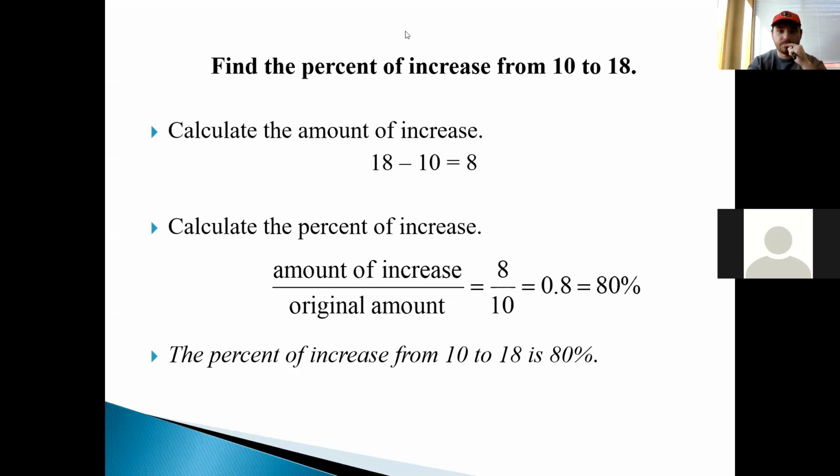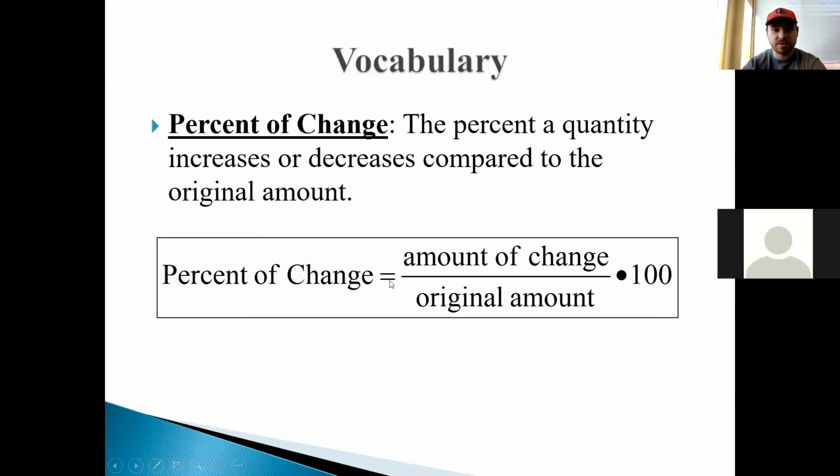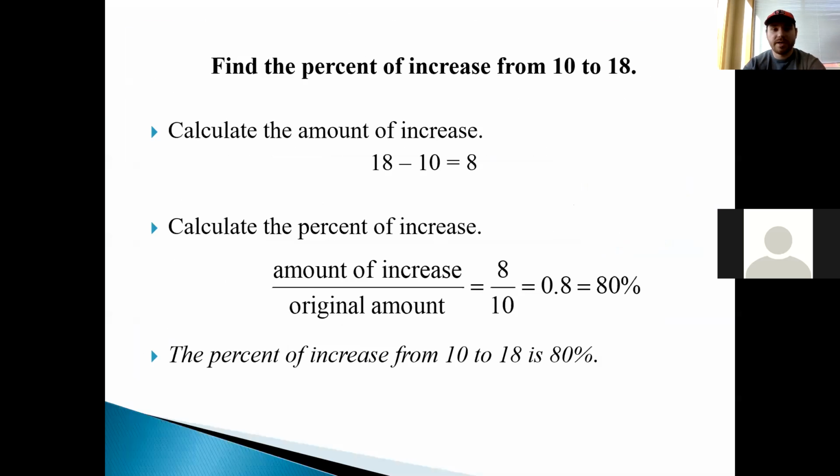Okay, cool. Okay, so to calculate percent increase, you already have a formula on your interactive notebook. It should be right here that looks like this. Percent of change equals amount of change divided by the original amount times 100. So in this case, we need to find the amount of the increase first. Since we went from 10 to 18, we're going to subtract 10 from 18. That gives us our difference, which is 8. So our amount of increase is 8.